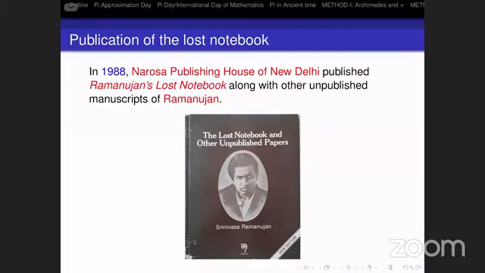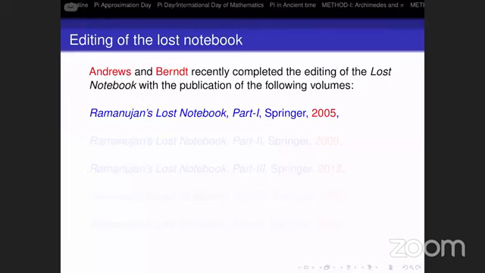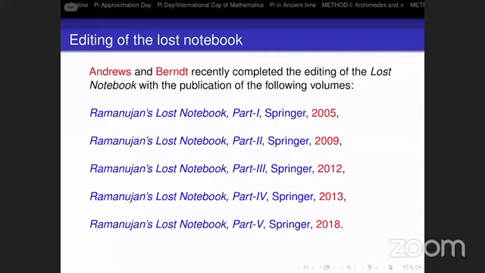And the editing of this lost notebook was carried out by Andrews and Barnes, and they recently completed the editing of the lost notebook, and they published the following five volumes. The first one was in 2005, the second in 2009, then 2012, 2013, and 2018. So editing of this lost notebook has been completed now.